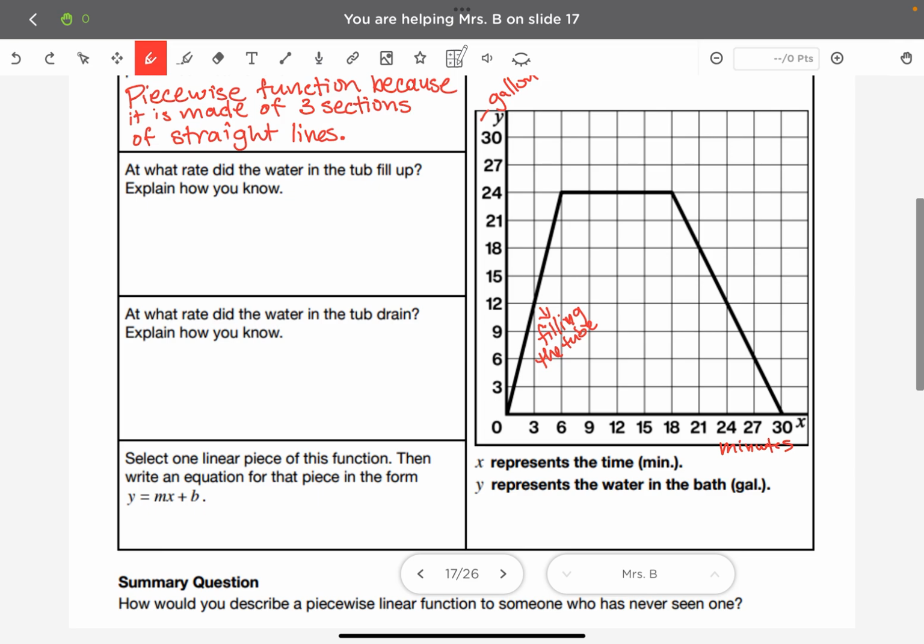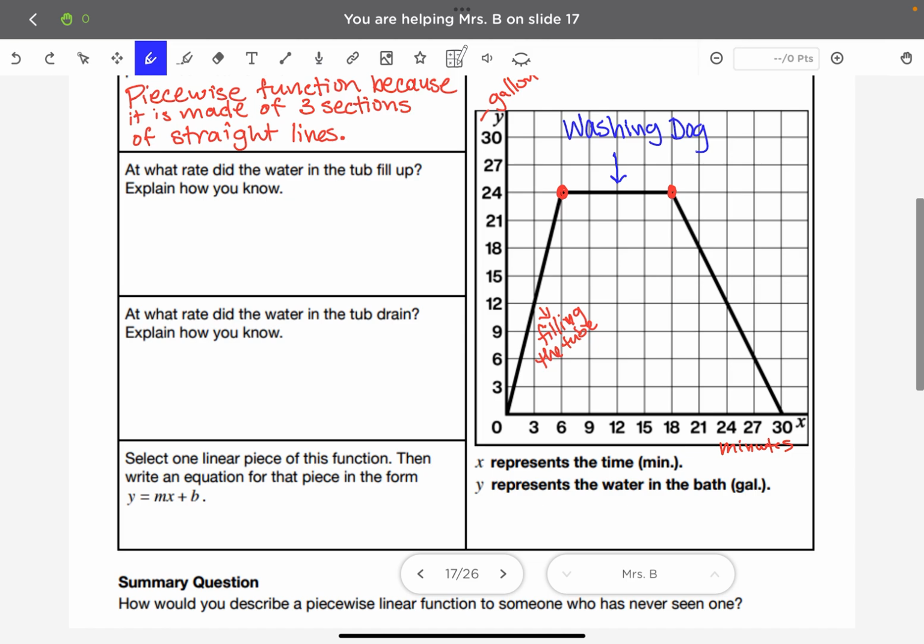Then we see from 6 minutes to 18 minutes, so I'm going to draw these points, that the water level didn't change. It stayed at 24 gallons. But we had a time of 12 minutes go by. This section would be where he's washing his dog, right? He's not adding any water. He's just staying with the same amount of water in the tub. So therefore, the dog is in the tub getting washed and our water level is not changing.